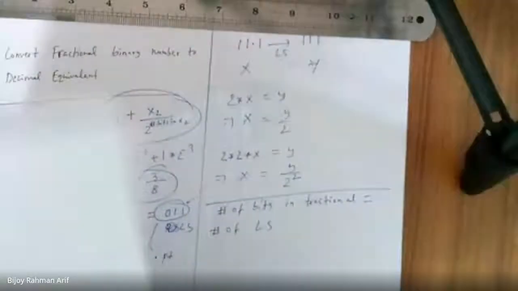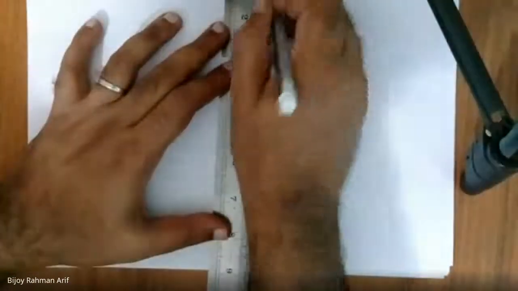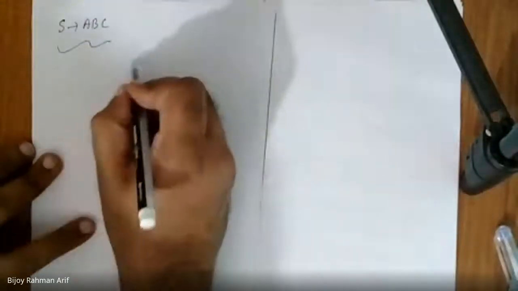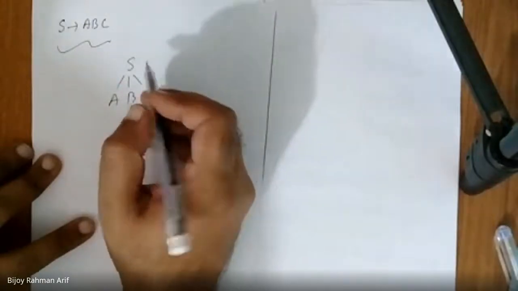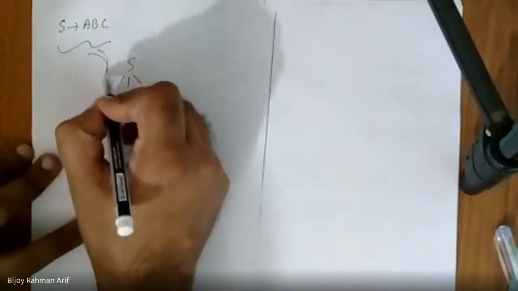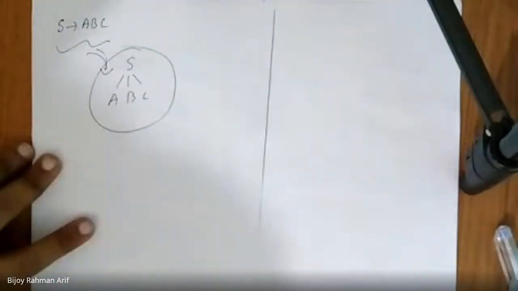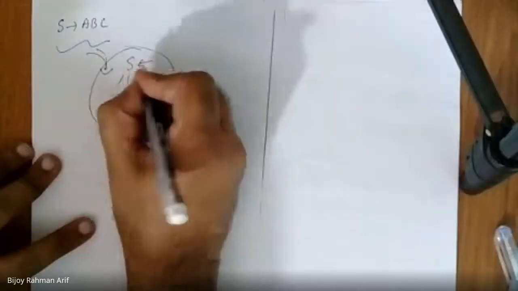So let's give you a grammar. Let's say S derives ABC. Then if you draw a parse tree, it would be like this. S derives A, B, C. So what is the parent? If you convert this as a tree, S is the parent. What are the children? ABC is the children.